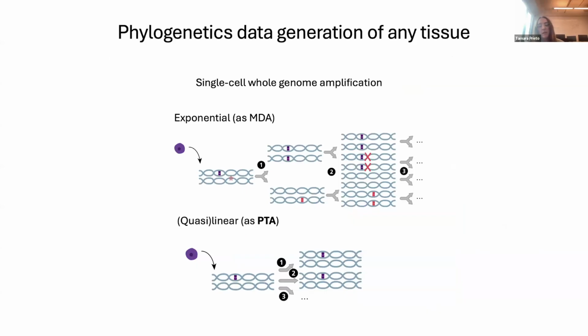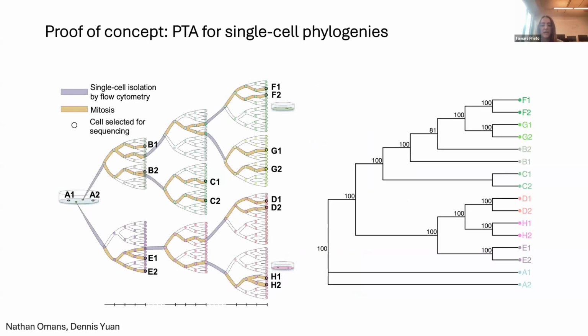So a method that can be applied to any human tissue requires direct single-cell sequencing at high depth, as we need to be able to genotype somatic mutations which arise in heterozygosity. But although single-cell whole genome amplifications based on exponential amplification introduce a lot of errors, more recently, linear and quasi-linear amplification, such as primary template-directed amplification, or PTA, promise accurate genotypes, which can deliver more robust phylogenies. So for that reason, we decided to test PTA.